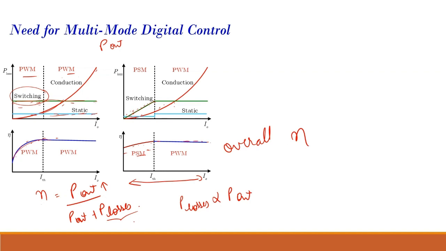Sir, what happens if I use pulse skipping modulation even in the higher load condition? If you use pulse skipping modulation in higher load conditions, there will be higher ripple. If there's higher ripple, then those losses will increase: the ripple losses. Your inductor DCR, those ripple inductor currents would increase. That will increase the losses, etc.